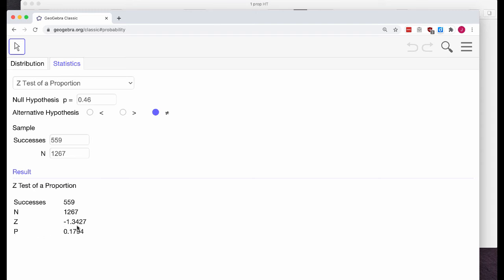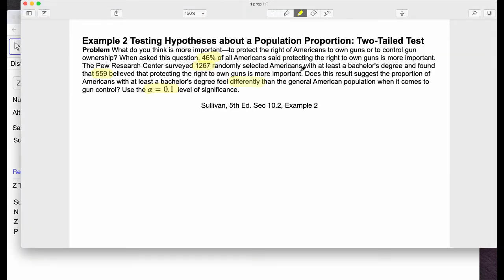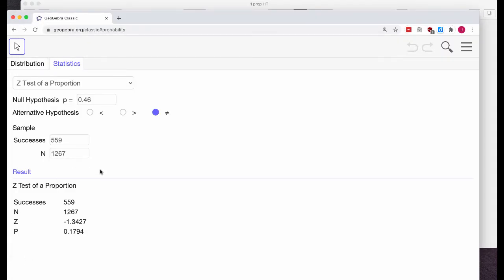So our z-test statistic is negative 0.3427. In other words, our sample proportion is about 1.3 standard deviations below the mean. So the people who have at least a bachelor's degree, do they agree that protecting the right to own guns is more important? Well, yes, they did say that it was important, but was it far more than 46? Not at all. Was it a little less than 46? Yep. It was 1.3 standard deviations below 0.46.